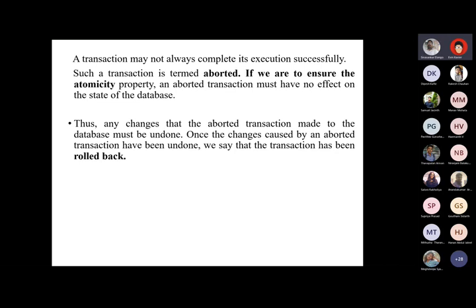Once the changes caused by the aborted transaction have been undone, we say that the transaction has been rolled back. Whenever a database system identifies that a transaction can no longer proceed due to some failure, the transaction has to be aborted. Aborting a transaction means you restore the values of the database to its old values prior to the start of this transaction. Once all the changes caused by the aborted transaction are undone, we say that the transaction has been rolled back.